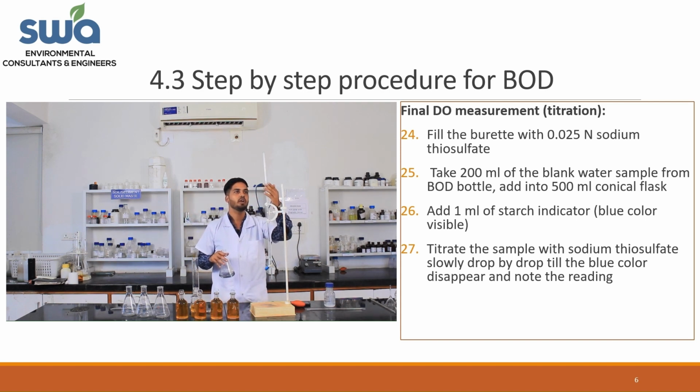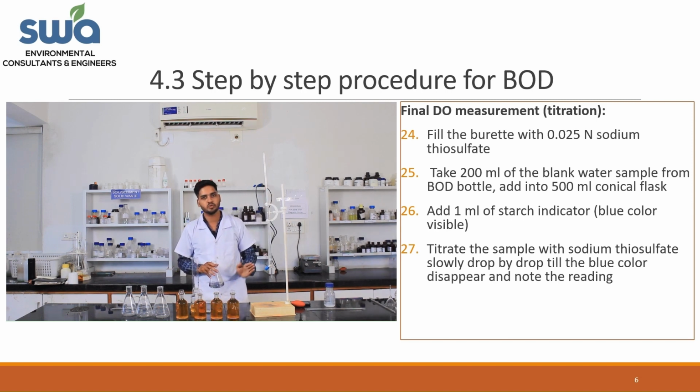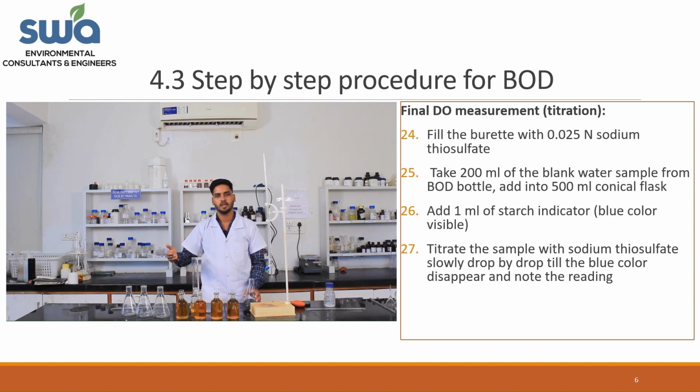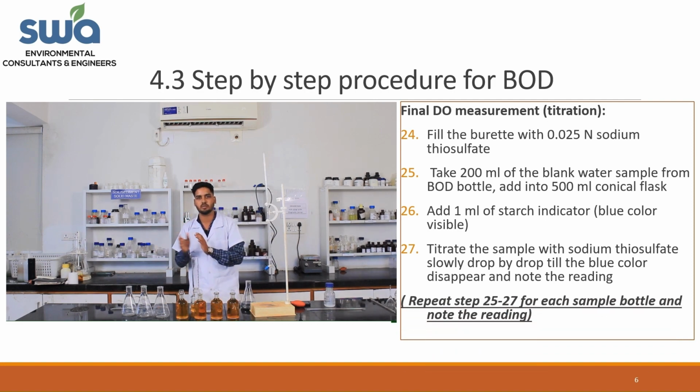So the reading of final DO is 6.2 ml. Do the same procedure with the other bottles. You will be able to see the results of final DO of every bottle on the screen here. Now note the reading for every bottle, and let's move to the calculation part.